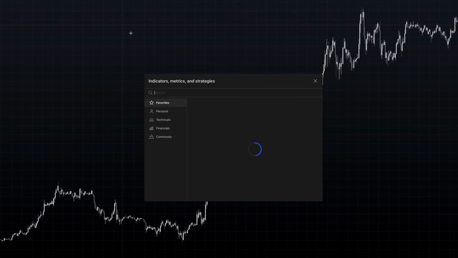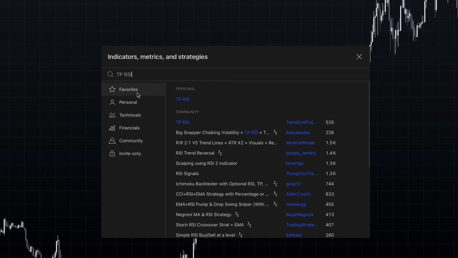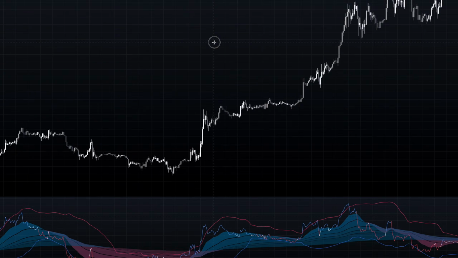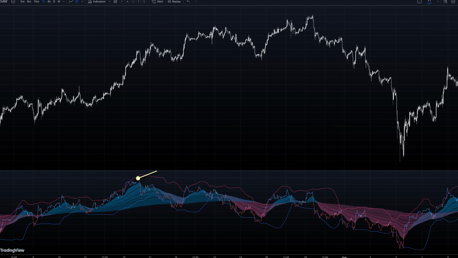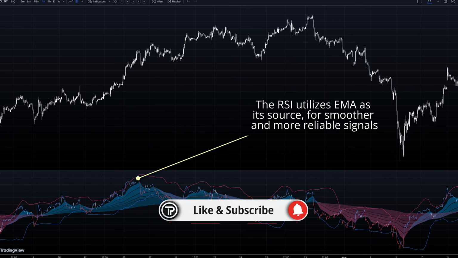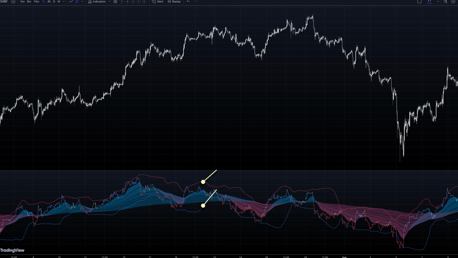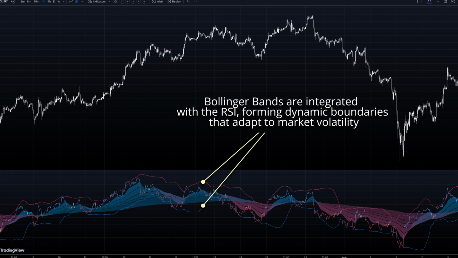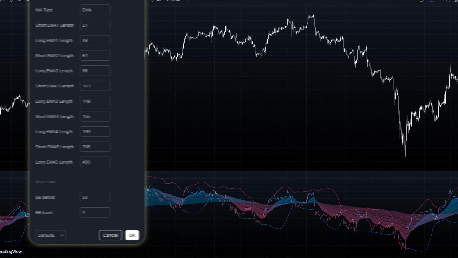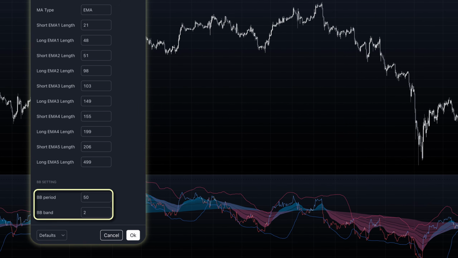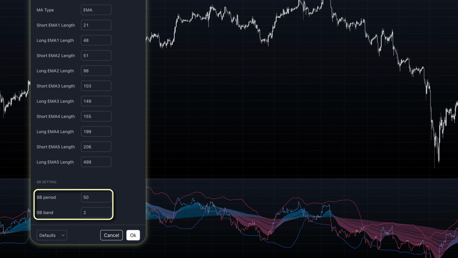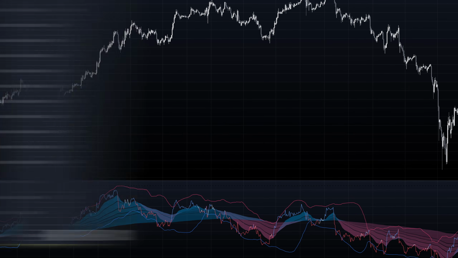The TP RSI builds upon the traditional RSI by adding advanced features like moving averages, Bollinger Bands, and customizable parameters. This enhanced version incorporates an exponential moving average of the RSI, which smooths the curve to reduce noise and provide clearer trend signals. Bollinger Bands are applied to the RSI, creating dynamic boundaries that adjust to market volatility. The custom sigma parameter fine-tunes these bands to reflect more responsive upper and lower levels based on RSI movements.